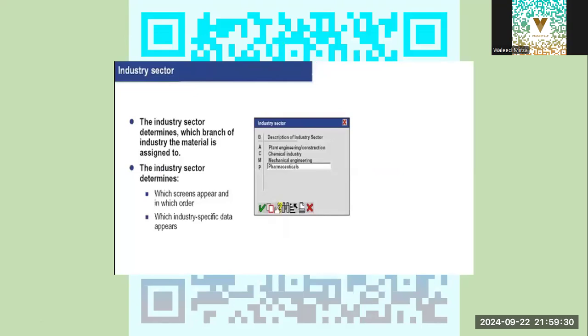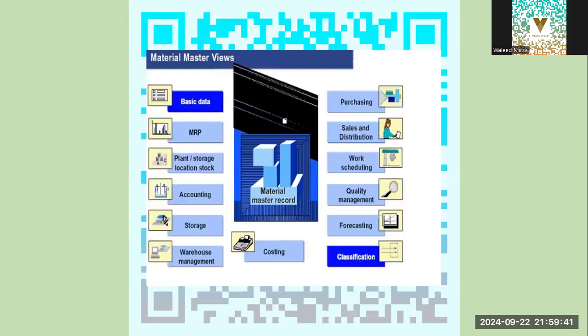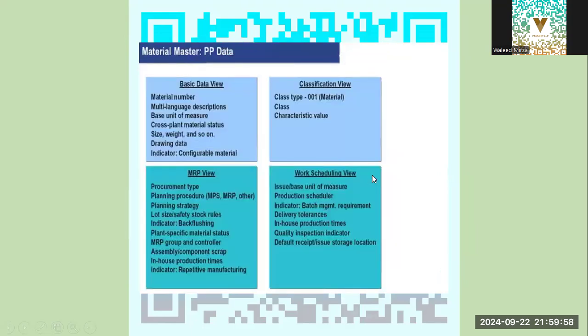Industry sector, as I've told you, industry sectors are basically how you want your materials to be made as per the industry standards. You can build your own industry sectors. So in Material Master, we have so many categories and views of a material. In material, of course, you'll have MRP, accounting, costing, sales distribution, quality, forecasting, purchasing. Okay, that is how it is laid out.